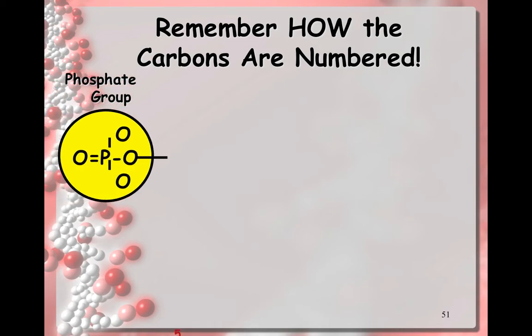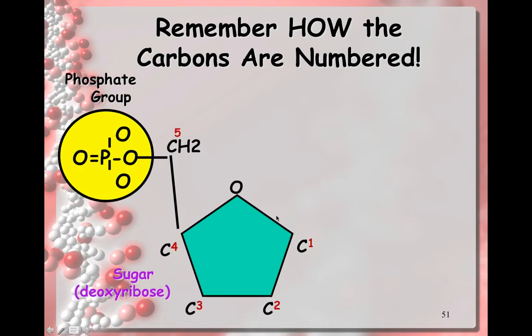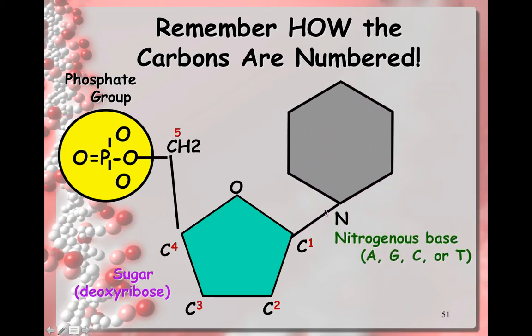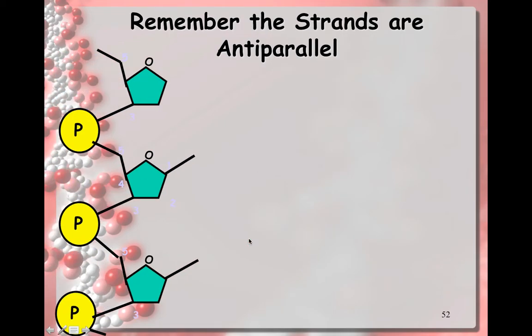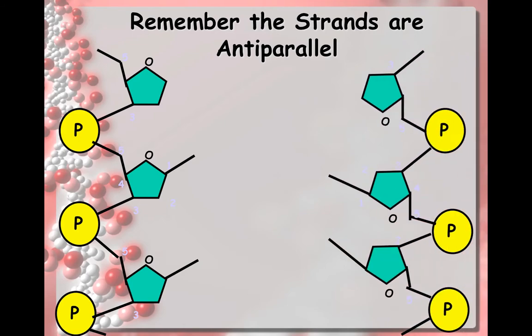Okay, so let's review. How are those carbons numbered? So 1, 2, 3, 4, 5. And our nitrogen bases are added on the 3' end. And remember that these strands are anti-parallel. So one goes from 5' to 3', while the other side goes from 3' to 5'.